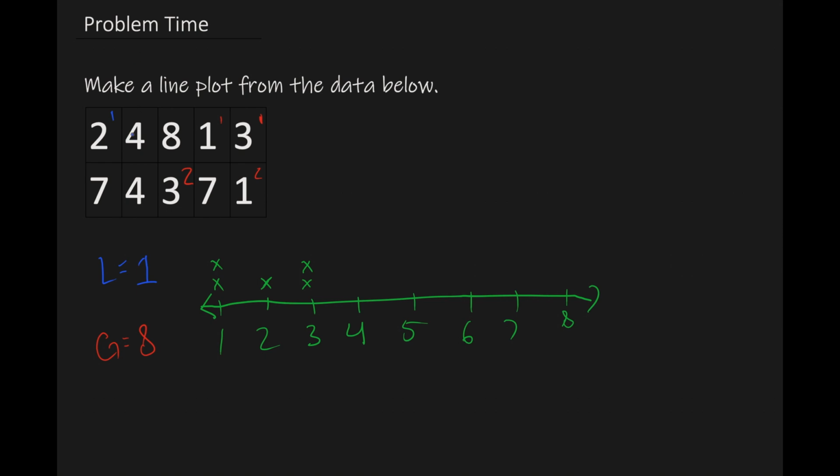So next we have 4, right? I see once, twice. I'll draw 2 x's again. And next we have 7, once, twice. So 7. And then we have 8. That's only once, so 1 x. Now this is easy to understand, right? And as you can see, in this line plot, both 5 and 6 didn't have any data, but they were put in the number line to help hold the value.